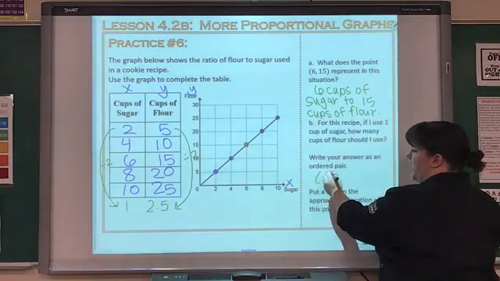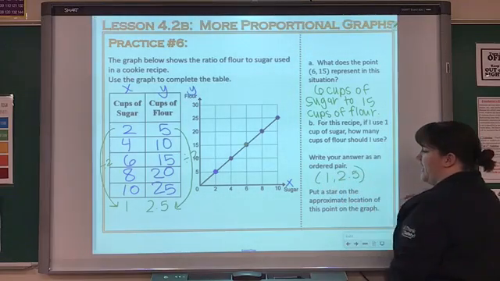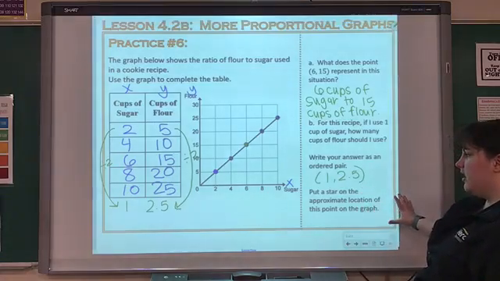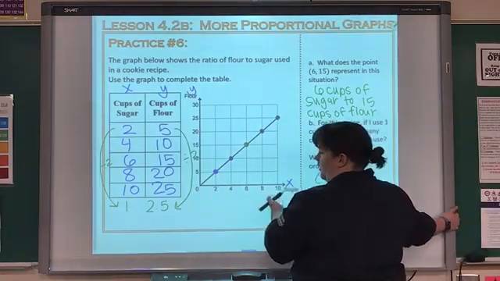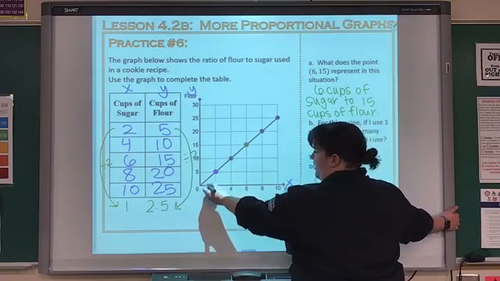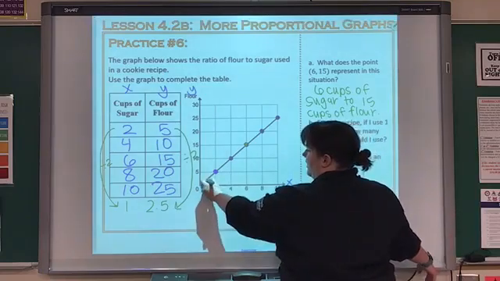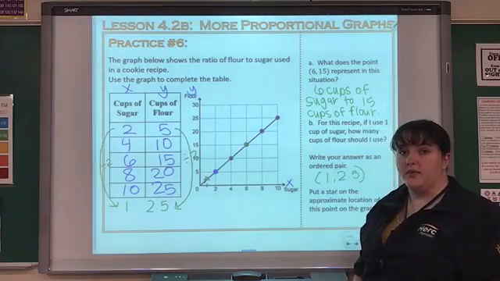So I'm going to take my x value, which is 1, and my y value, which is 2.5, and that is my ordered pair. It wants us to put a star on the approximate location of the graph. So if you notice down here, we don't have 1 labeled. We just have 2, 4, 6, 8, 10. So if we look, 1 is going to be about halfway between 0 and 2. If we follow this up, that is about where we would be at.